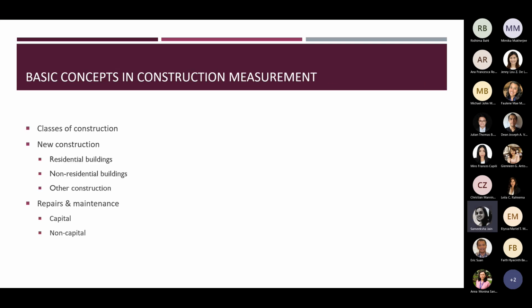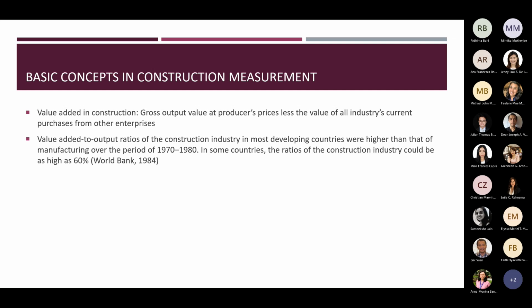Another useful concept to understand to look at construction measurement is to look at the various classes of construction. So there are two categories basically, new construction and repairs and maintenance. New construction refers to the site preparation for and construction of entirely new structures and or significant extensions to other structures. This is further classified into new construction of residential buildings and non-residential buildings, as well as other construction. The second category, however, is the repairs and maintenance category, which includes all construction work that is not included in new construction. And it's further important to break this down into capital repairs. These are repairs that extend the economic life or productivity of existing structures, and the non-capital repairs, which are merely the repairs that are done to prevent normal deterioration of existing structures.